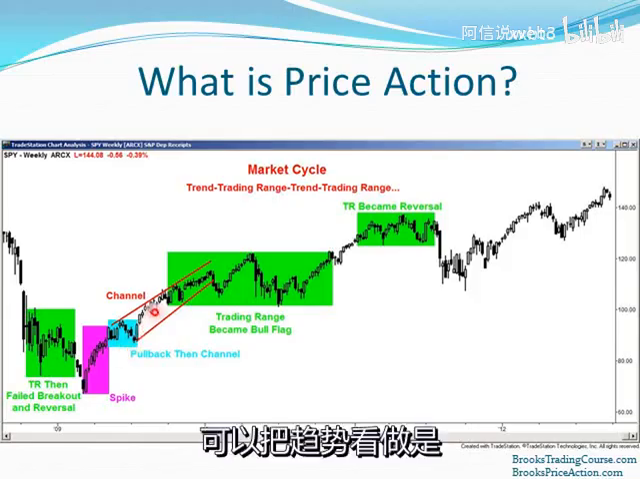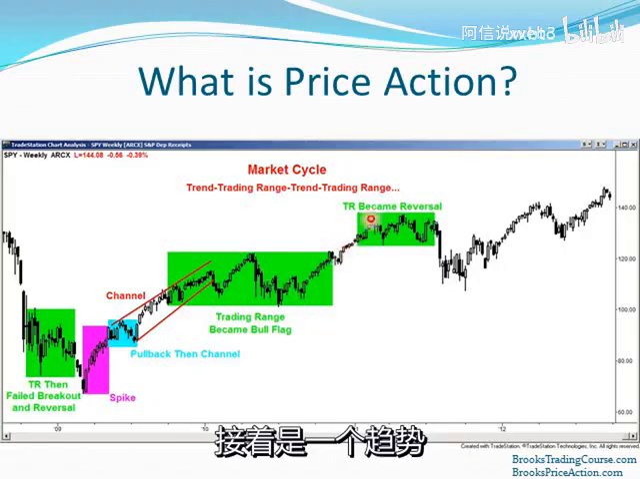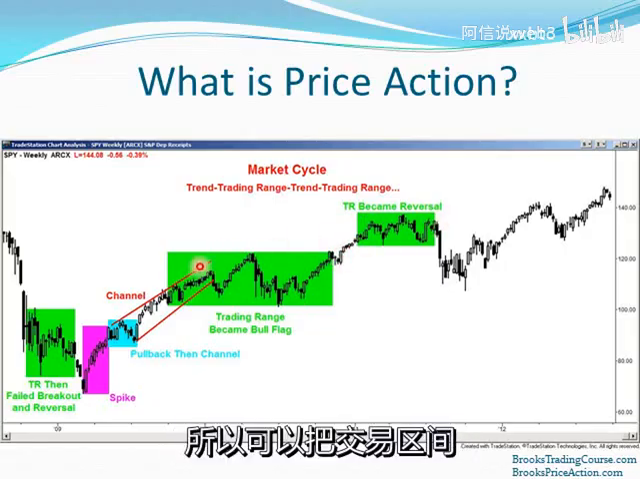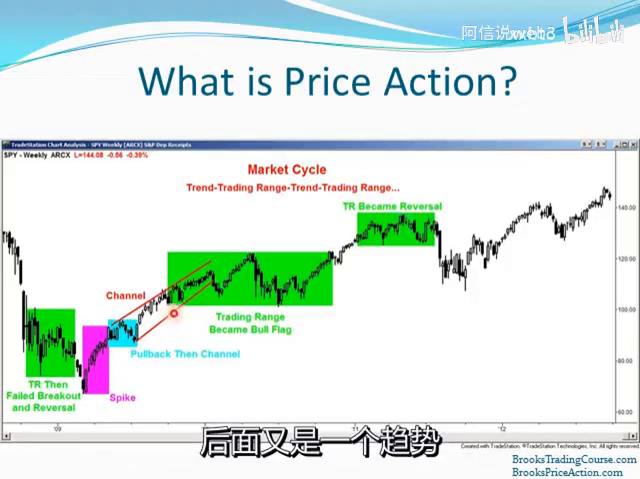Again, you can view trends as just transitions between trading ranges. Here's a trading range, then a trend, and then another trading range. And you can view trading ranges as transitions between trends. We have a trend, a pause, and then another trend.